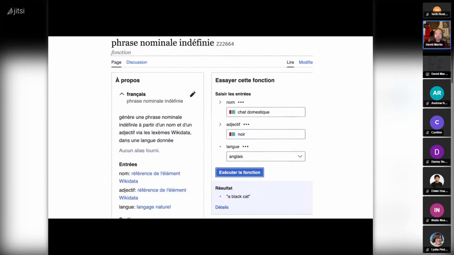I also wanted to point out that, as I've mentioned, Wikifunctions takes pains to make the interface accessible to speakers of all different languages. So a French user can see everything in the user interface in the French language, including the labels that come over from Wikidata and all the descriptions of the content and so forth. So a French user could easily use the same page to generate the same English phrase for a black cat.